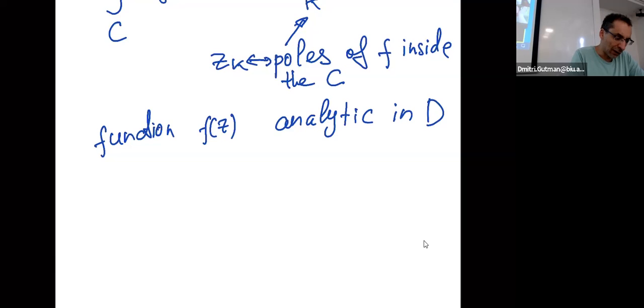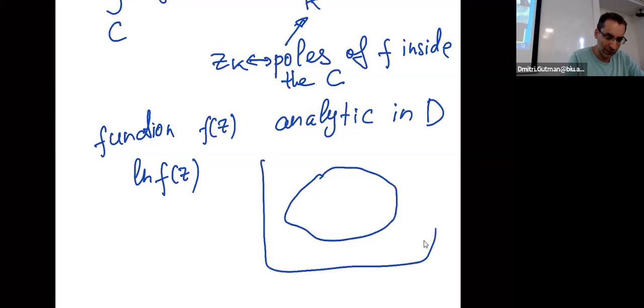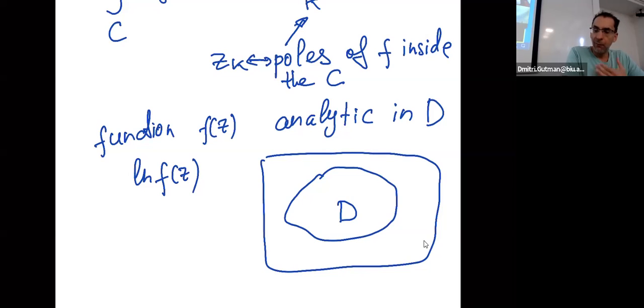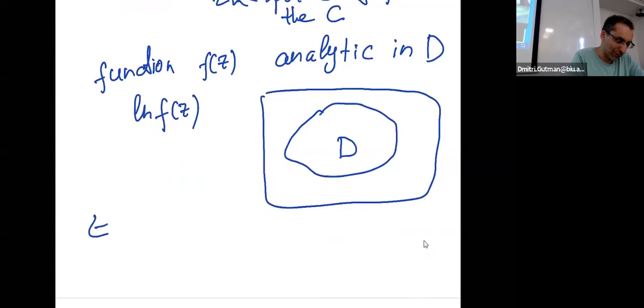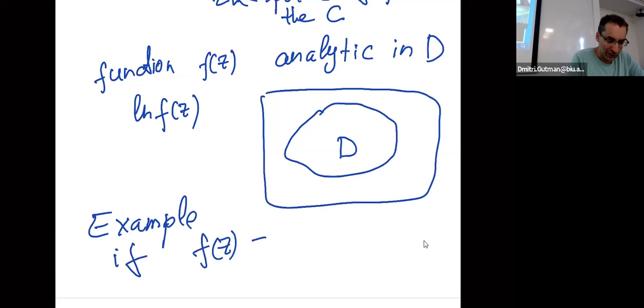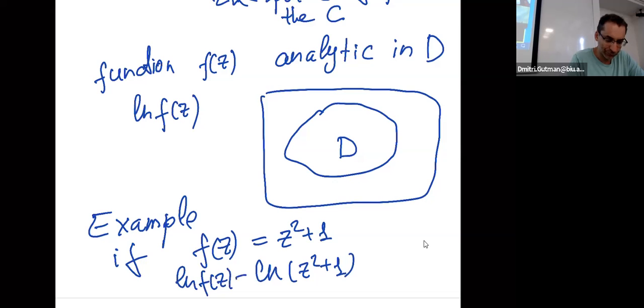And let's discuss a logarithm of this function. So there is a domain D on the complex plane, and function f is an analytic function in this domain. So what we have constructed: we took the function f of z, and we computed a logarithm of this function. So for example, to make sure that everyone follows, if f of z is z squared plus 1, then we would be talking about the logarithm of z squared plus 1. This will be the logarithm of f of z. So that's roughly the construction.